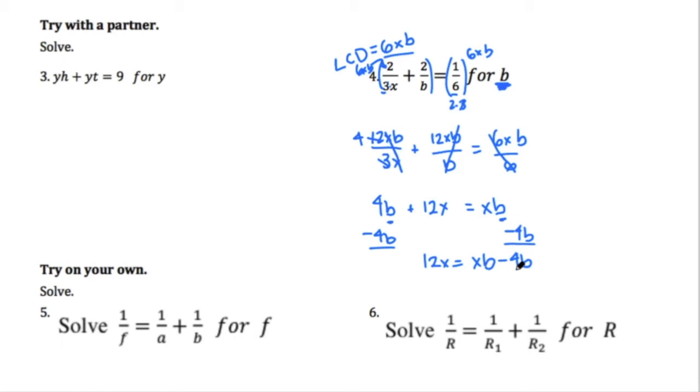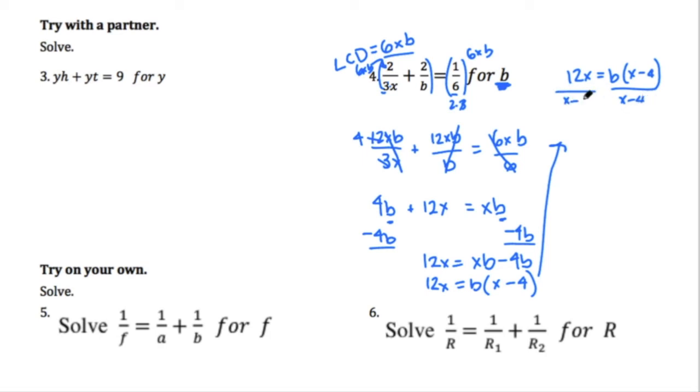Because we see b in two places and we can't combine like terms, we've got to factor it. Use the distributive property. So b comes out of both, and I'm left with x minus 4. One step left, but I'm going to run out of room, so I'm going to move it up here. So if 12x is equal to b times x minus 4, I've got to divide by x minus 4 on both sides to get that 12x over x minus 4 is equal to b. And that has b all by itself.